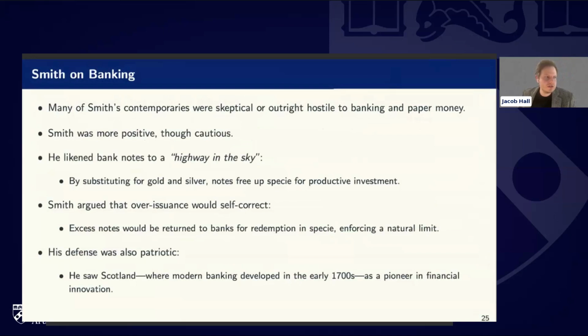He likened banknotes to a highway in the sky, a kind of lubricant. By substituting for gold and silver, these notes free up specie for more productive investment. It was also for patriotic reasons. He saw Scotland as a pioneer in this area.